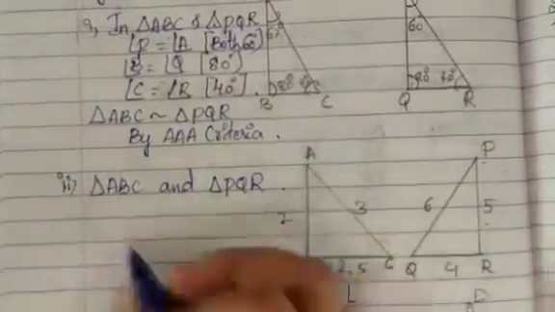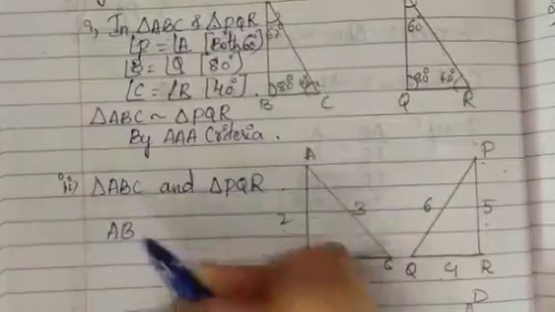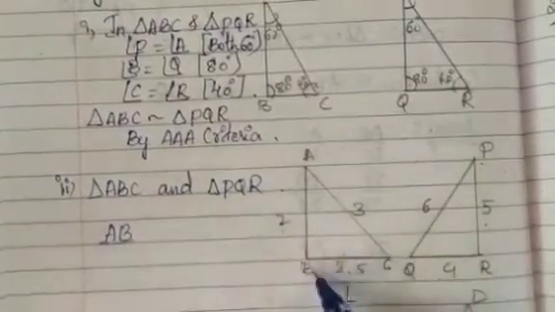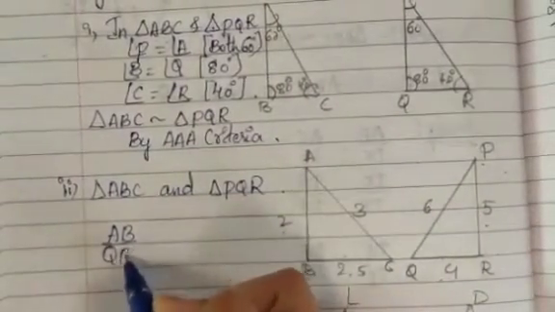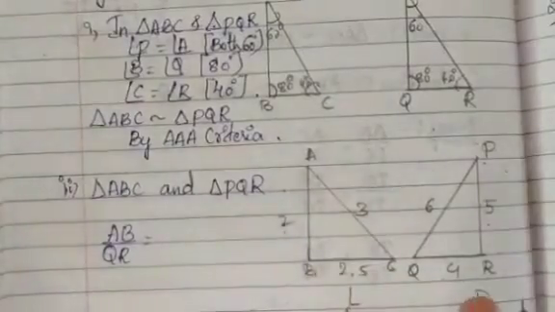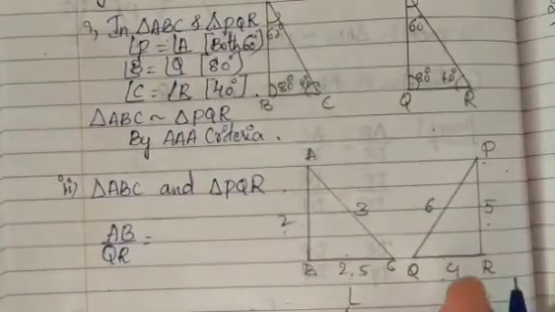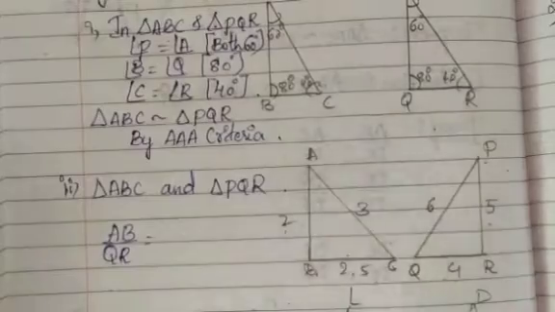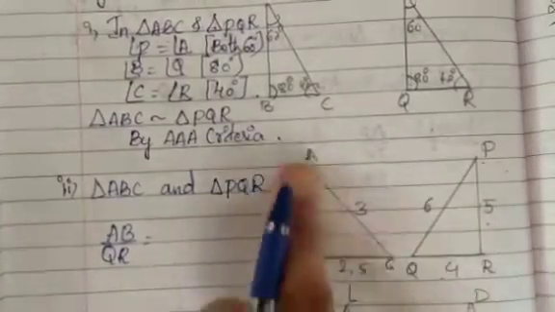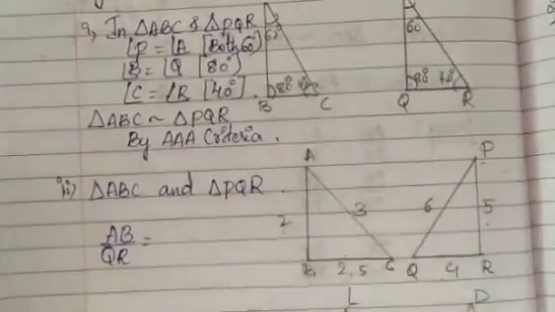So what I can take here, I can take the proportional ratio as AB divided by QR. Since we don't know exactly which are the corresponding sides here, we can take it randomly. But the thing they have given is, we are thinking that these two are corresponding sides here.